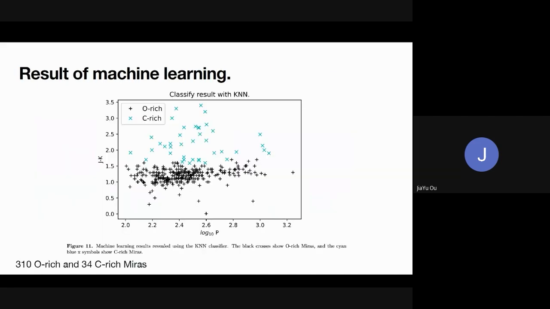Next, and here is the result of the machine learning. So we use the KNN classifier to divide into 301 oxygen rich Miras and 34 carbon rich Miras with period and J minus K. Next.